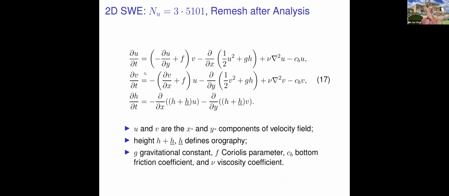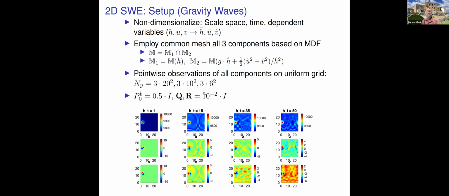This is another example. Here is a 2D shallow water. So this is relatively standard. We've got the 2 velocity variables and the height variable. There's several constants in here. We've non-dimensionalized, scaled space, time, and dependent variables.